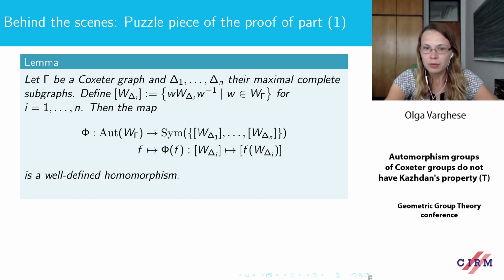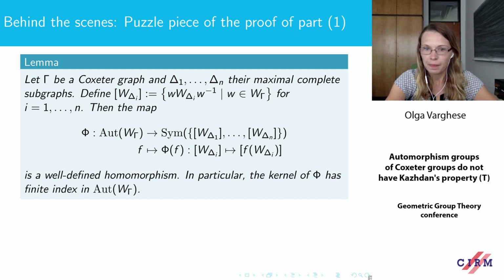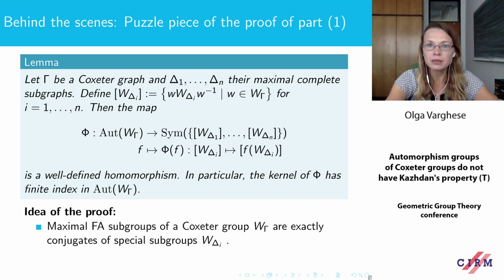Then the following map is a well-defined homomorphism. And in particular, the kernel of phi has finite index in the automorphism group. Okay, so the idea of the proof is based on the following fact. Maximal FA subgroups of a Coxeter group W gamma are exactly conjugates of special subgroups W delta I. And this result was proven by Michalik and Chanst.